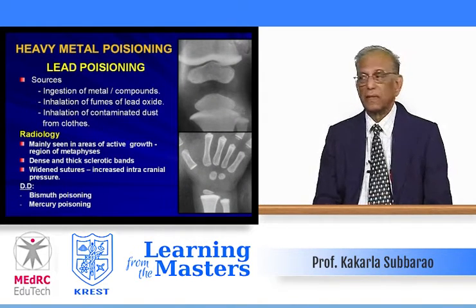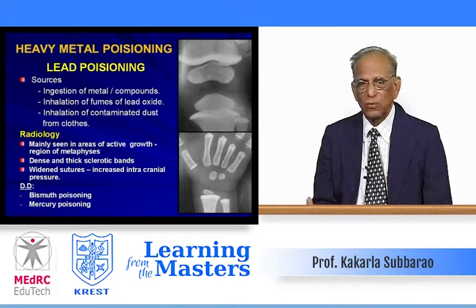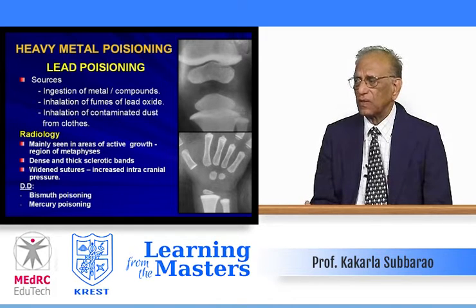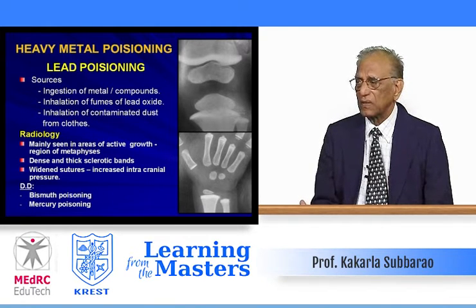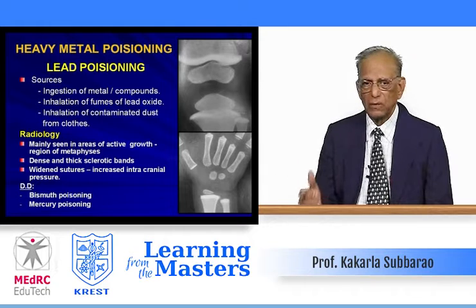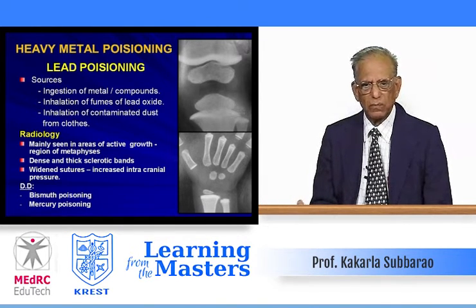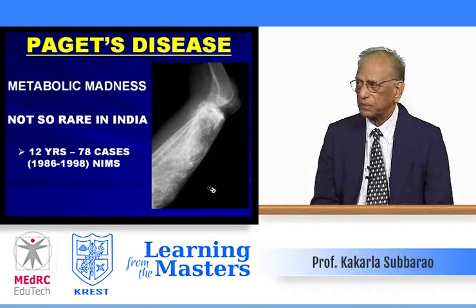Heavy metal poisoning, lead, particularly with the Chinese invasion of metal toys. Now we are seeing more and more lead poisoning in children. Ingestion of metal compounds, inhalation of fumes, lead oxide in factories, inhalation of contaminated dust from clothes. Radiology mainly seen in areas of active growth, active metabolism, which is metaphyseal ends of bones. Dense and thick sclerotic bands, widened sutures in the skull, increased intracranial pressure. Differential diagnosis, any metal poisoning, bismuth, mercury, etc.